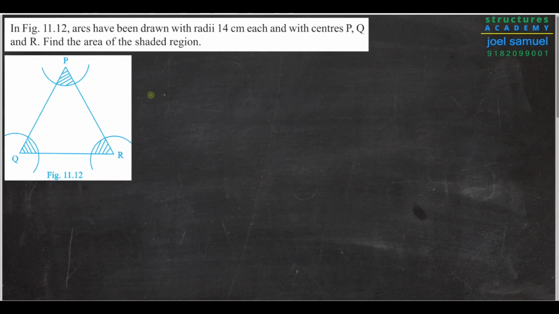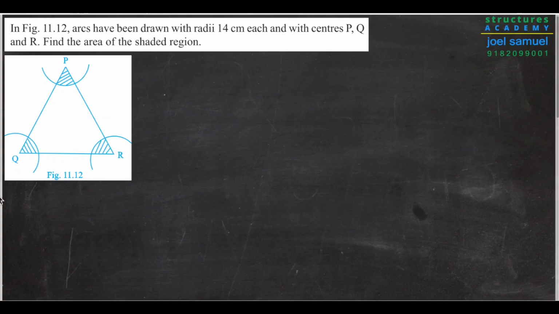Alright, let us look at a question from the chapter Areas Related to Circles. In figure 11.12, arcs have been drawn with radii 14 centimeters each and with centers P, Q, and R. Find the area of the shaded region. Let us first try to understand the figure.